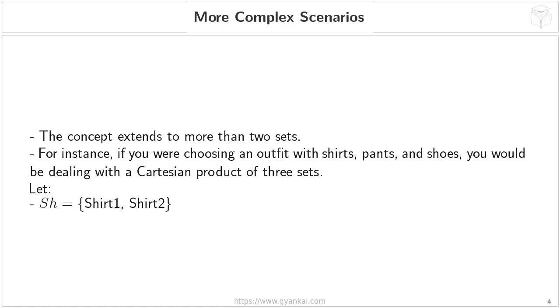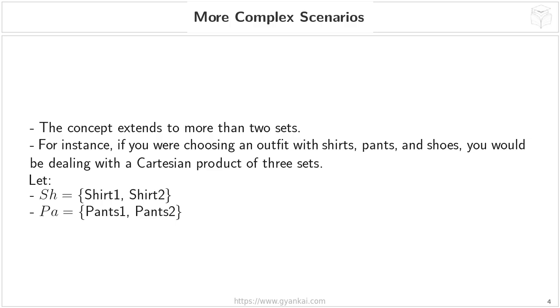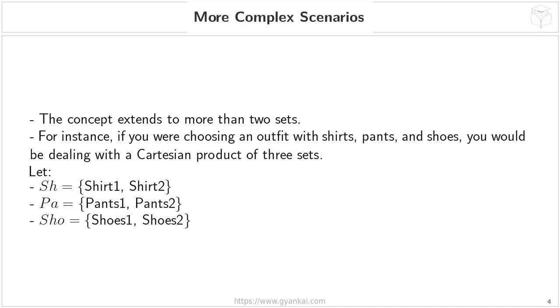Let's define those sets. We'll call the set of shirts SH, and it contains two shirts, shirt 1 and shirt 2. So SH equals {shirt 1, shirt 2}. Next, we have the set of pants, which we'll call PA. This set contains pants 1 and pants 2. So PA equals {pants 1, pants 2}. Finally, we have the set of shoes, SHO, with shoes 1 and shoes 2. Therefore, SHO equals {shoes 1, shoes 2}.